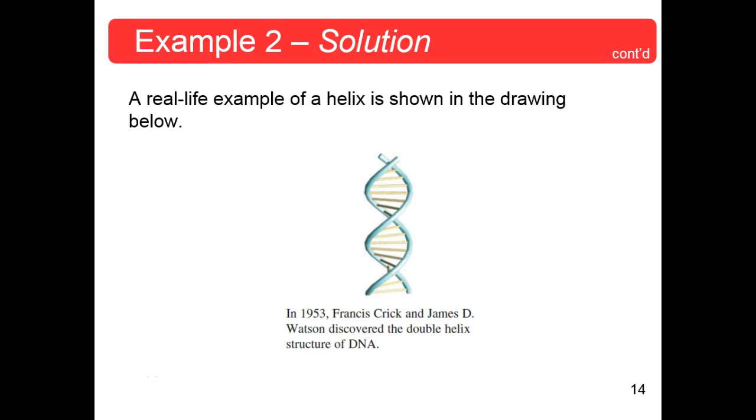I guess I should have done this first. Here's a real-life example of a helix shown in the drawing here. And this actually is a double helix. Anyone know what this represents? DNA. And this is how it's done. The pairs here are certain things that connect certain pieces of that too. And these are equal distance apart. Again, it's hard to represent a three-dimensional structure on a two-dimensional board.